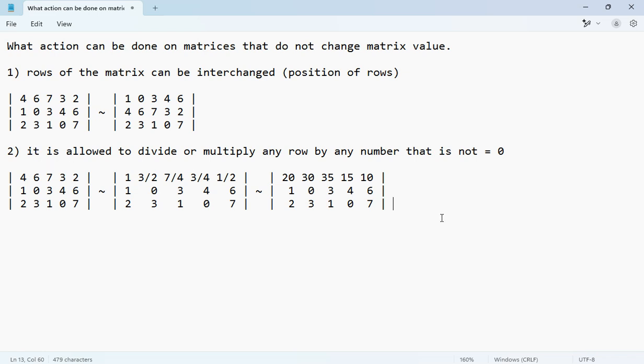And another action which can be performed, I told you there are 3 actions which can be performed. And the third action is the following. What you can do is, it is possible, it is allowed, to add any chosen row to another row of the matrix. And this actually does not change the matrix.